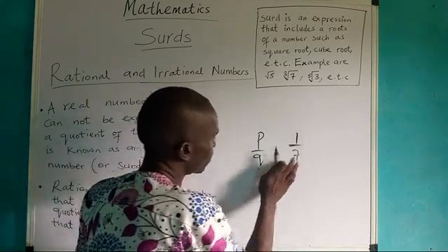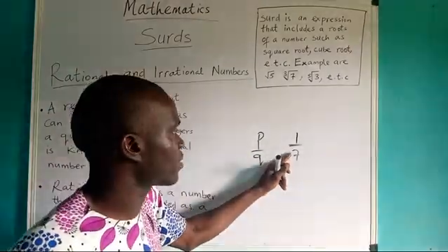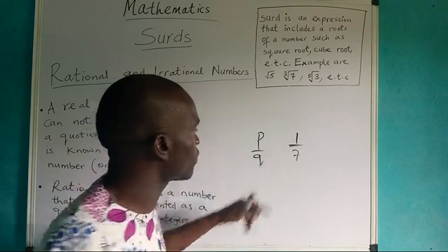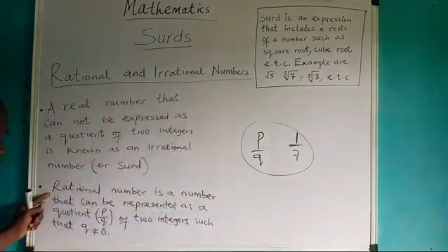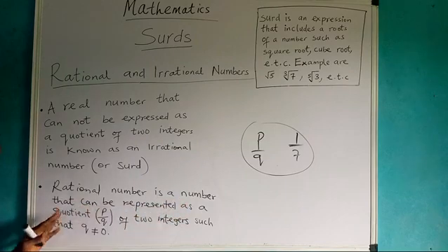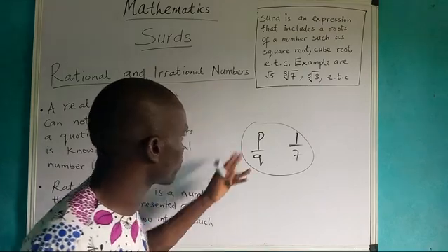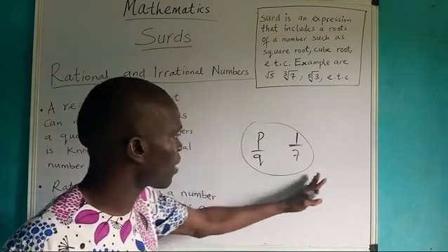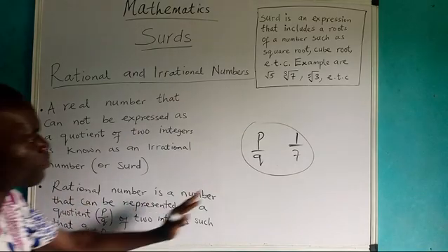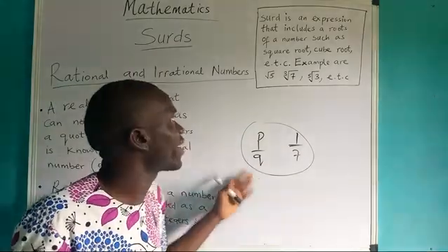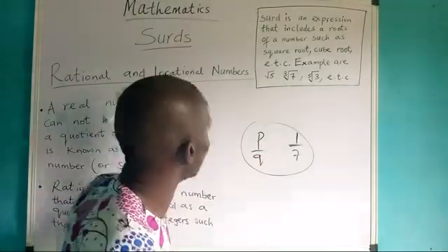Do you know that I can express this very one as a decimal? Therefore, this form is called a rational number. Meaning we can put an expression in the form of a fraction or decimal, therefore we call them rational numbers. But if they cannot be represented, we call them irrational numbers or surds.